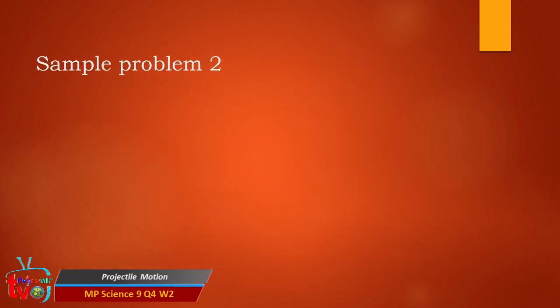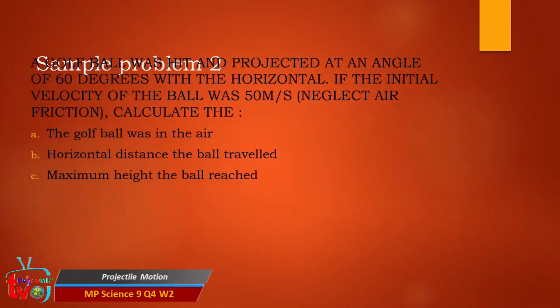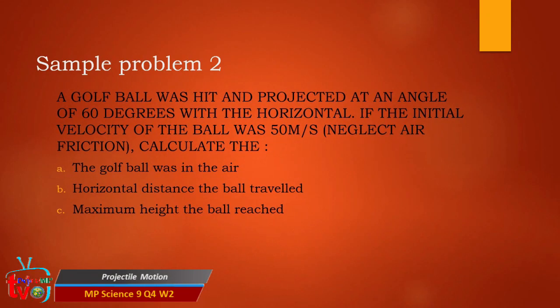You may now apply the different formulas that you have learned to solve this problem. A golf ball was hit and projected at an angle of 60 degrees with the horizontal. If the initial velocity of the ball was 50 meters per second, neglecting air friction, calculate the following. Letter A, the time the golf ball was in the air. Letter B, horizontal distance the ball traveled. And letter C, maximum height the ball reached.